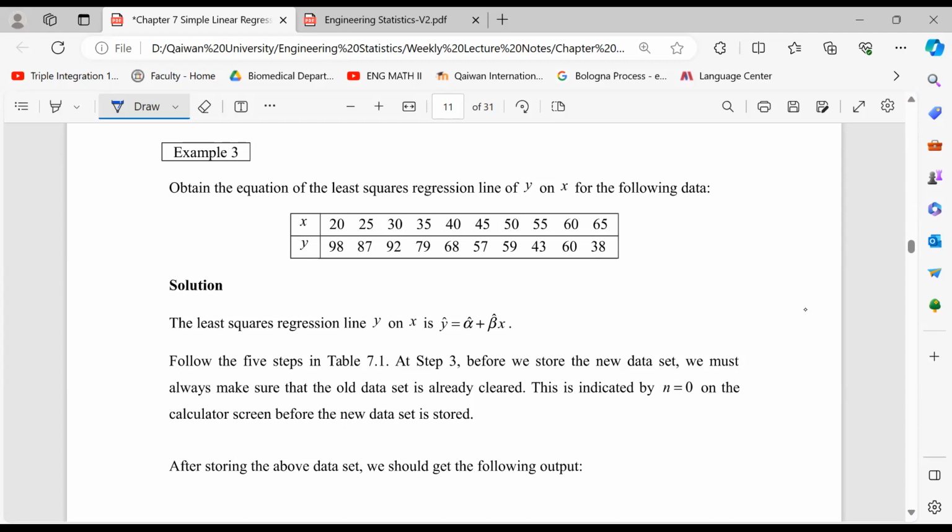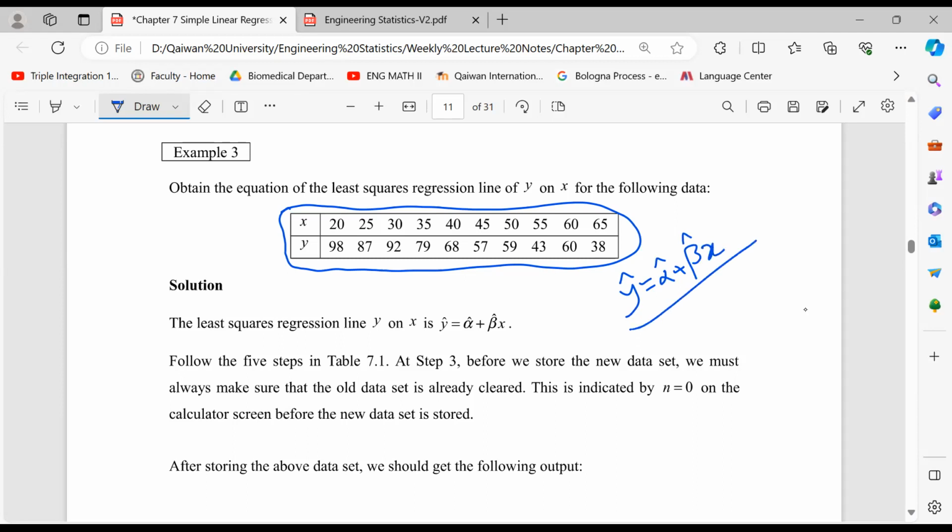Okay, now here we have an example. It says obtain the equation of the least squares regression line y on x for the following data. Here we have been given these data for x and y. We need to find the equation of the linear regression. You must know that the equation of the linear regression is y hat equals alpha hat plus beta hat x. You must know this.